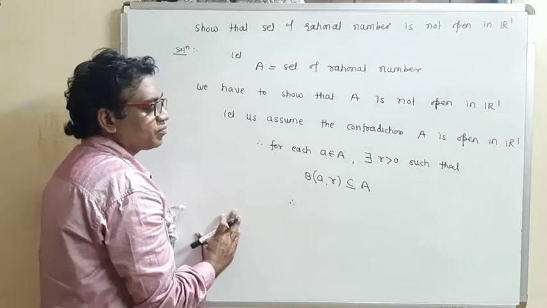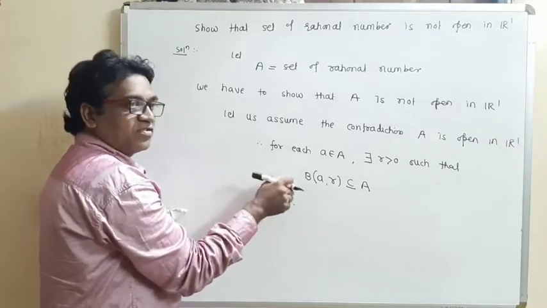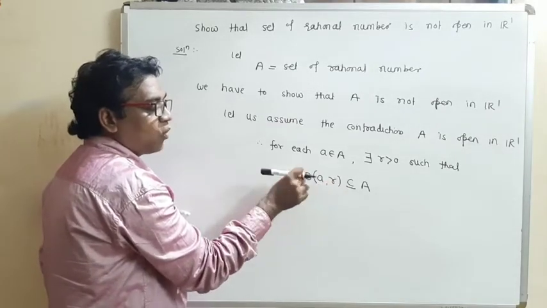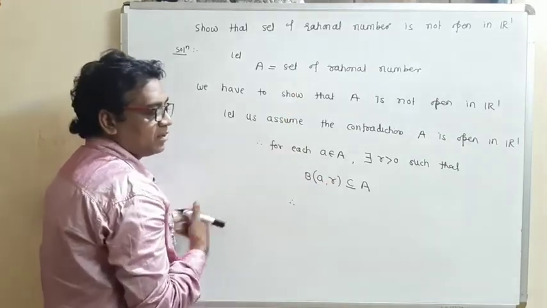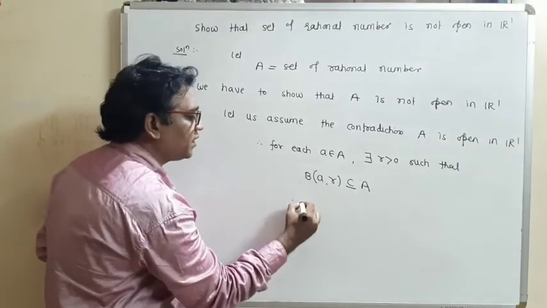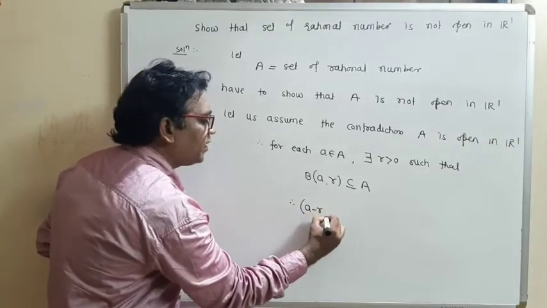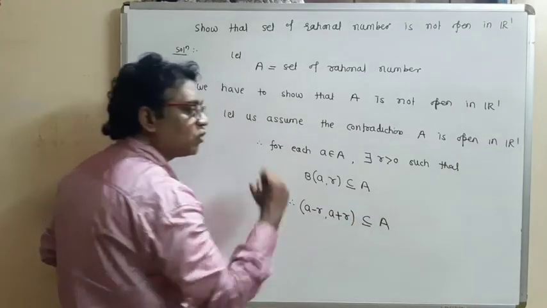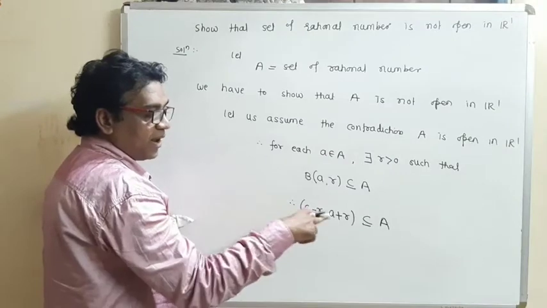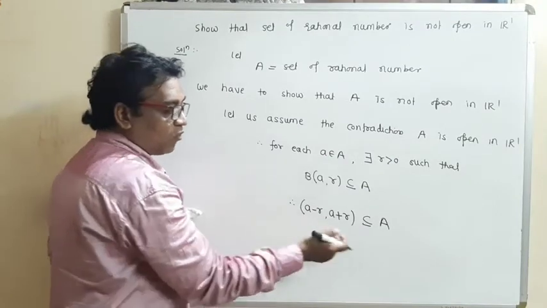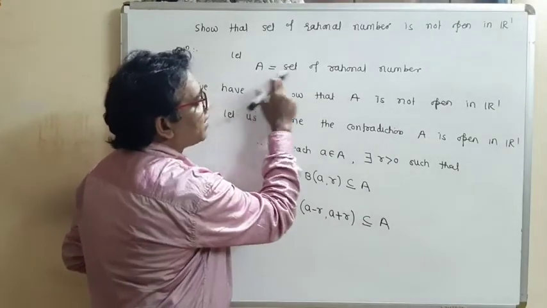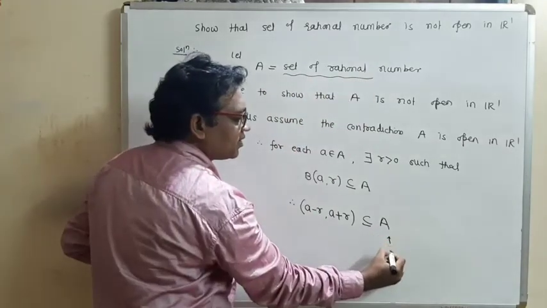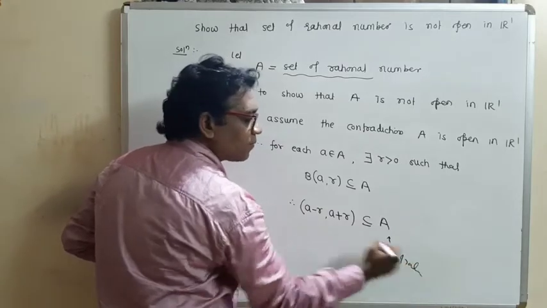Now we have seen this concept just now. This open sphere is nothing but the open interval on the real line. So what is the value of this open sphere? It is nothing but the open interval (a minus r, a plus r), which is a subset of A. And this is never possible. What is this A? This right-hand side quantity is nothing but the set of rational numbers.